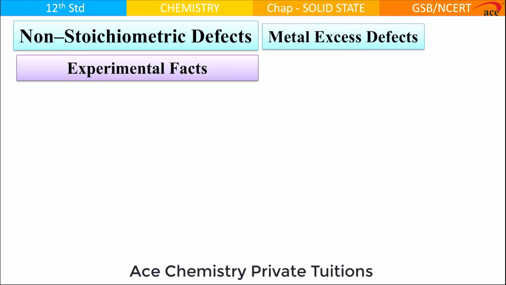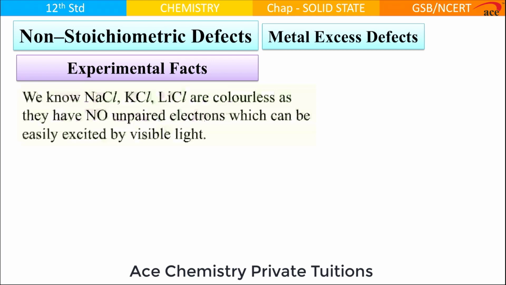Non-stoichiometric defect, metal excess defect, these are experimental facts. We all are aware that NaCl, KCl, lithium chloride are colorless, or you can say white solids, as they have no unpaired electron which can be excited by visible light. Any substance which has unpaired electrons or electrons which are easy to excite absorbs visible light. When they absorb visible light, such species become colored.